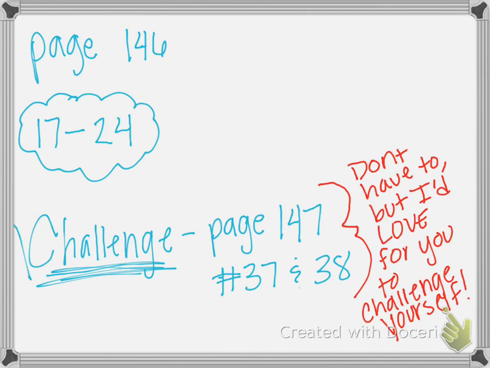My challenge to you is, on page 147, there are 2 questions that go along with a chart. And the chart has a type of coin in it and how many coins have been saved. I want you to try to challenge yourself to see if you can figure out these answers. I put over here that you do not have to, but I'd love for you to challenge yourself. Just see if you can do it, and if you can't, that's fine, but at least you gave yourself a shot at trying it.